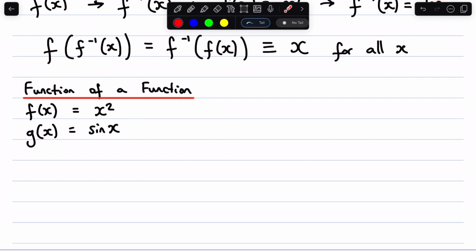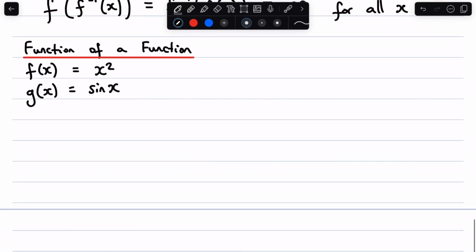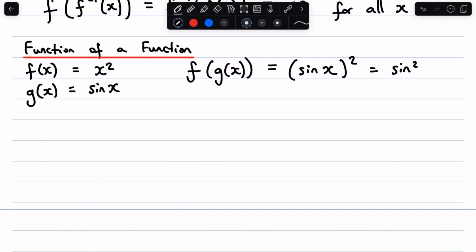Similar to what we had for inverse functions, where we can have a function acting on its inverse or the inverse function acting on the function itself, we can also have a function acting on another function. So for this example, f of x equaling x squared and g of x equaling sine x, we could write f of g of x, and substituting in, we would have x squared and then g of x being sine x, which would be sine squared x is how we write that. And you could also have g of f of x, which would be sine of x squared.